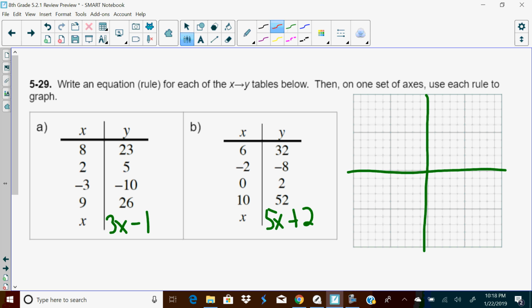So for the first one, it's 3x minus 1. So I'm going to start at a -1 and go up 1, 2, 3. 1, 2, 3. Draw my line. For the second one, I'm going to start at +2. And it's a +5. So 1, 2, 3, 4, 5. So my line's going to look like that.